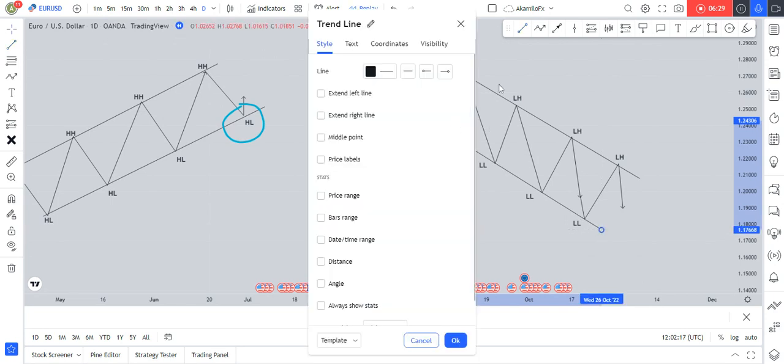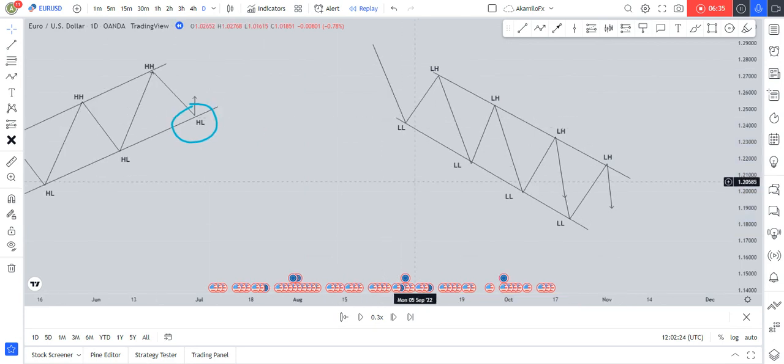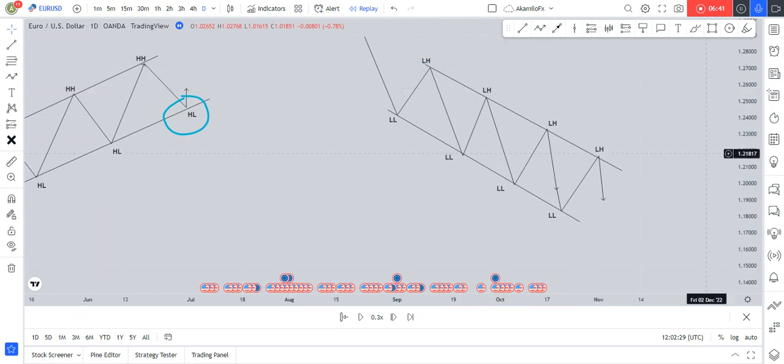If you join the lower lows and the lower highs, this will give you a clear structure of where you can be taking your positions. So in a downtrend, we only sell at the resistance trend line, that is, we sell at the lower highs, and we take profit at the lower low.